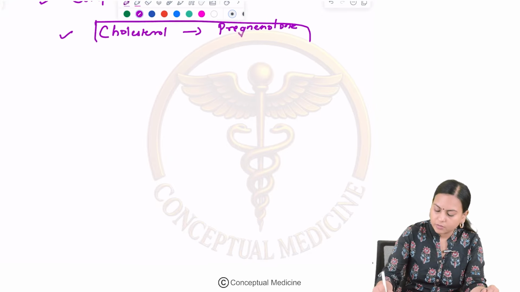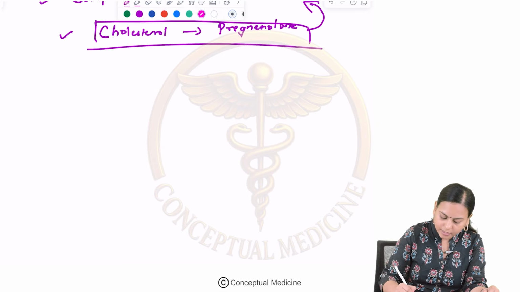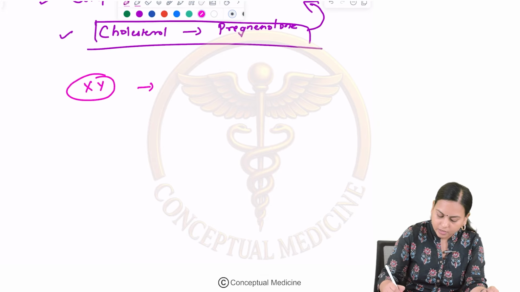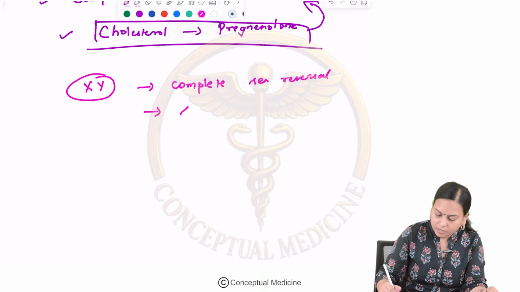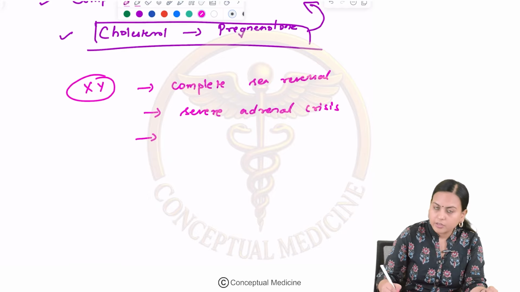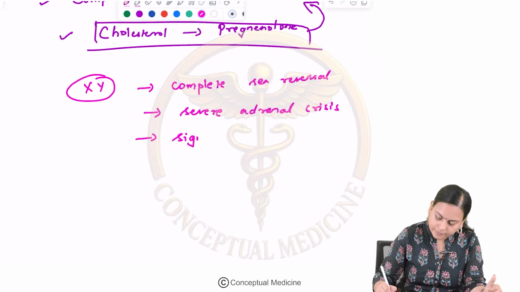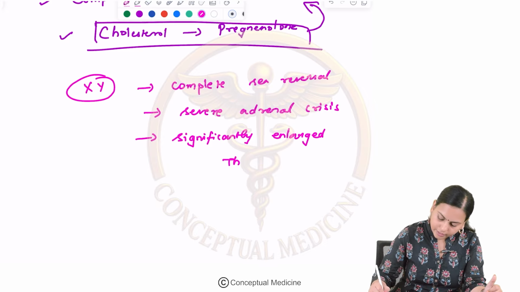Okay. So, because of this all these can be affected, and in XY patients complete sex reversal, severe adrenal crisis, and you will also see a significantly enlarged thyroid gland. Okay.